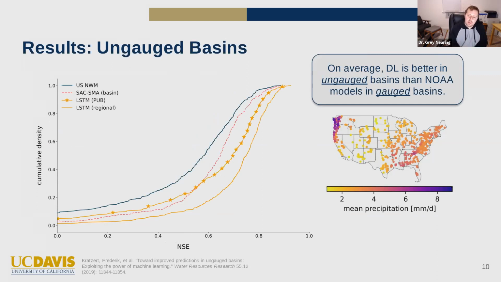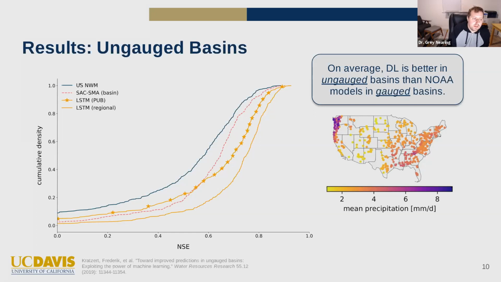So here what we did is a k-fold cross-validation study where we left some of the basins out randomly and then trained on 90% of the basins. We did a 10-fold cross-validation, and we found that the results from that are this yellow line with stars.